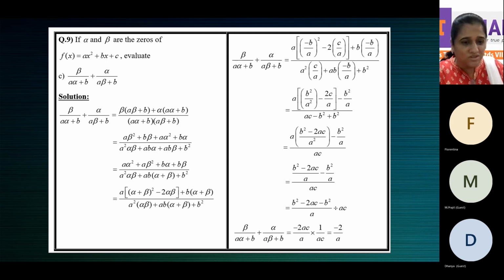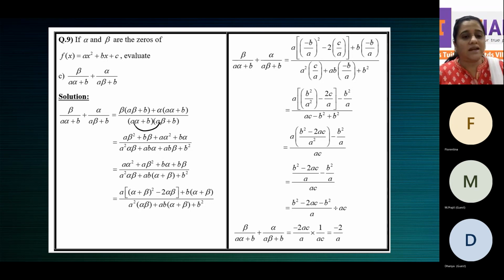Now you see so many things in the numerator and denominator. All this should be written in terms of alpha plus beta and alpha beta. Only then, where you have alpha plus beta, you can write minus b by a. And where you have alpha beta, you can write c by a. So you have to open up the bracket.